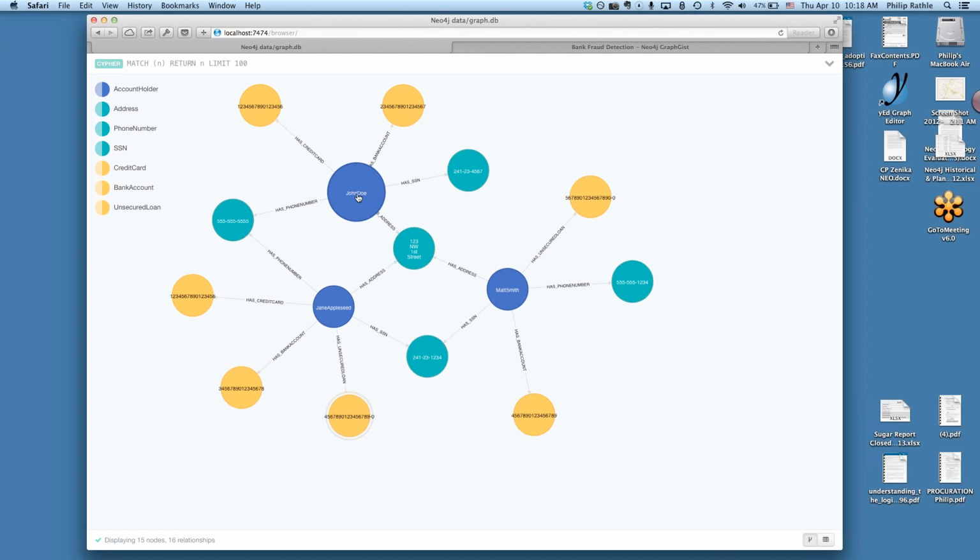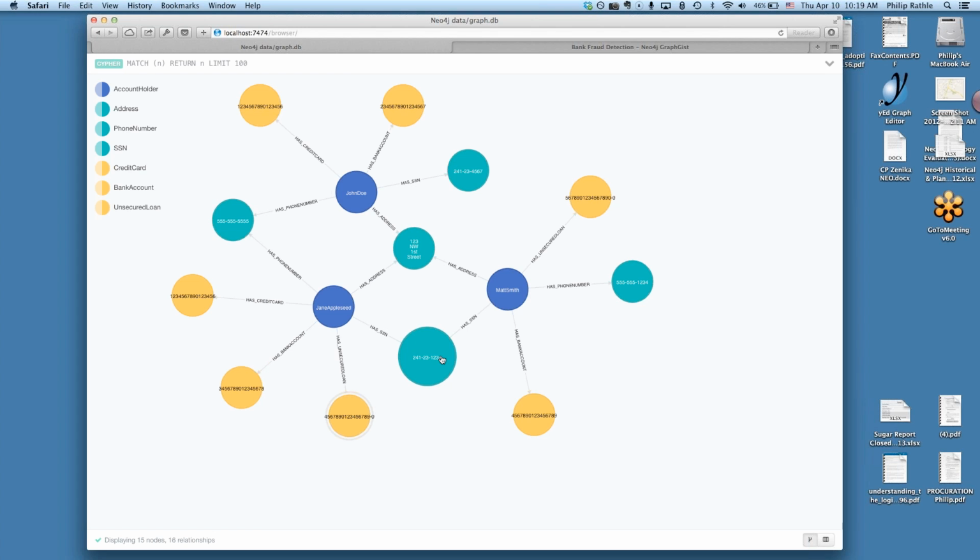So here you can see this image which shows 3 account holders, and now I have shared identities, which are all shown in one color here, sort of this greenish color. And I've got 3 people sharing an address. Well, that's probably not suspicious. But then I have 2 people sharing a phone number. That may or may not be an issue. Maybe less common in these days of people using mobile phones for more and more things. But then I've got 2 people sharing a social security number.